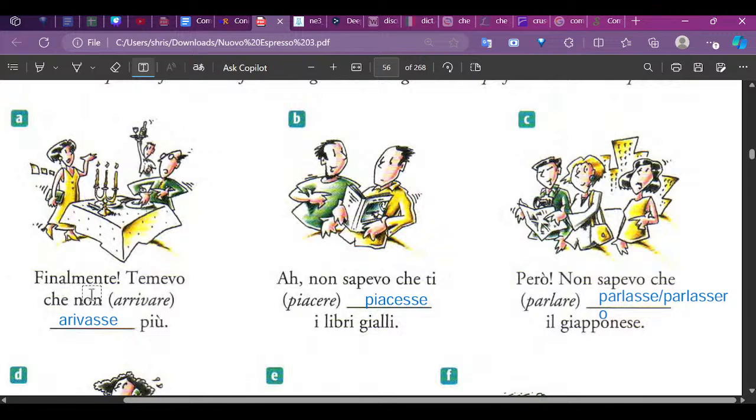I didn't look at the picture carefully. Che ti piacesti? Yeah, the first two forms, ti piacesti, parlassi.